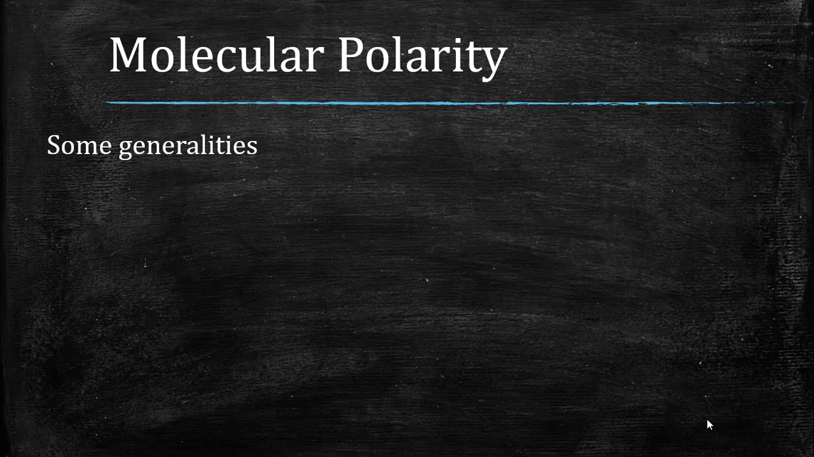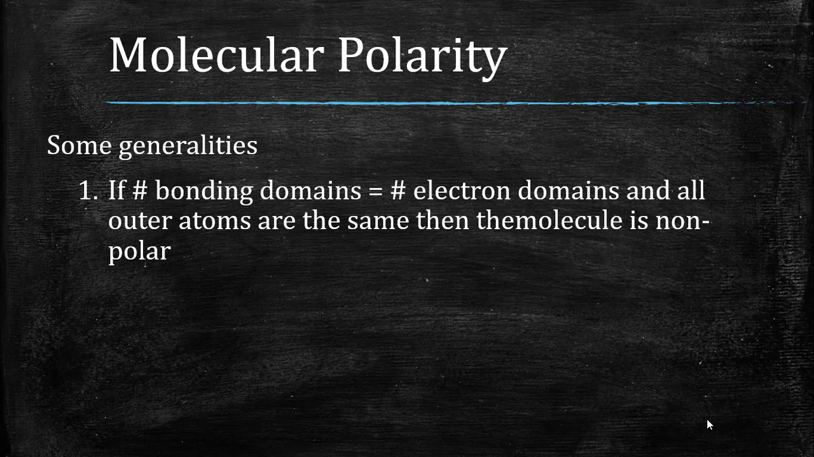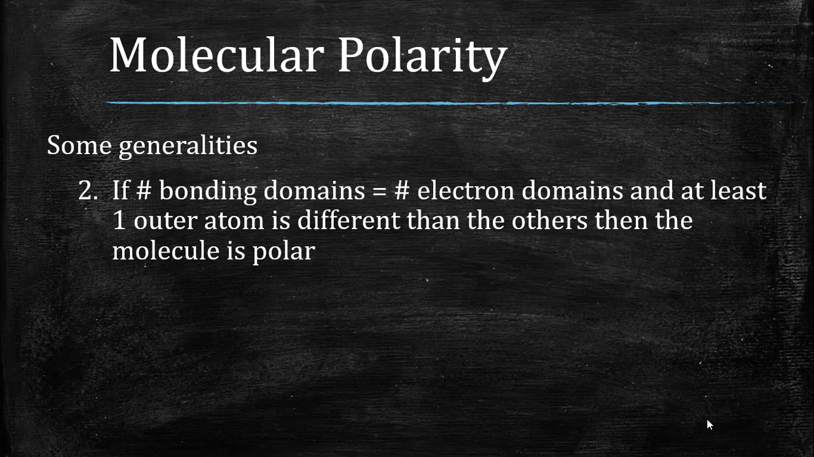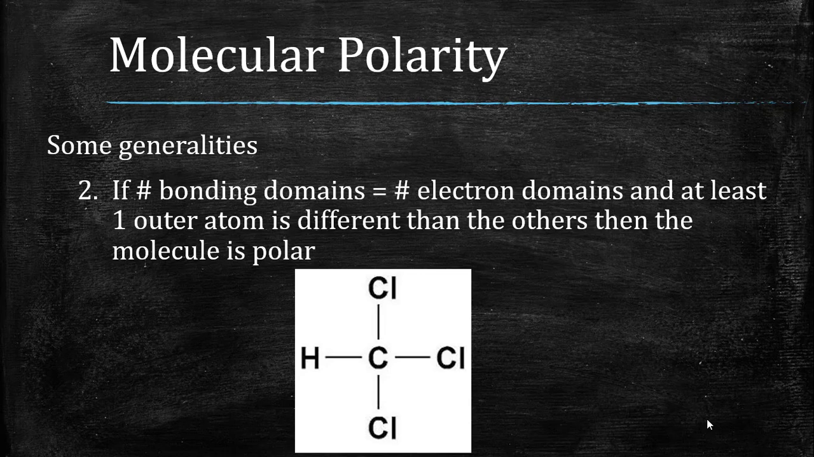Now you can generalize. If the number of bonding domains equals the number of electron domains, and all the outer atoms are the same, then the molecule is nonpolar. And here's an example of carbon tetrachloride. The vectors will cancel out here. However, if the number of bonding domains and the number of electron domains are equal, but one of the outer atoms is different than the others, then by definition the molecule has to be polar because the four vectors are not equivalent. The carbon-hydrogen vector is not the same as the chlorine-carbon vectors. So you can't get a total cancellation.